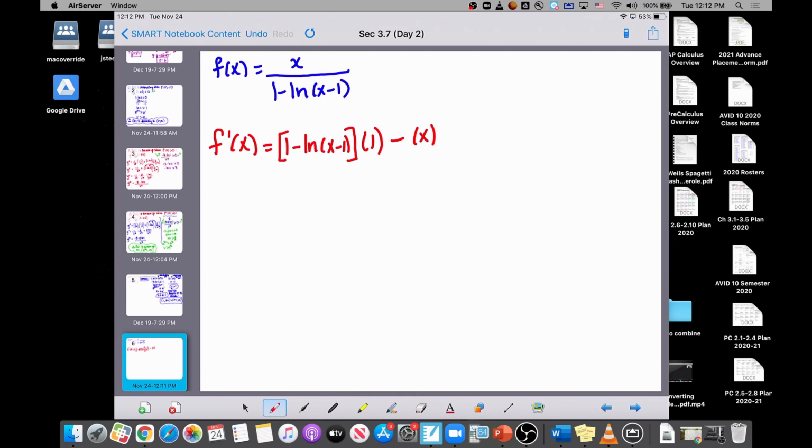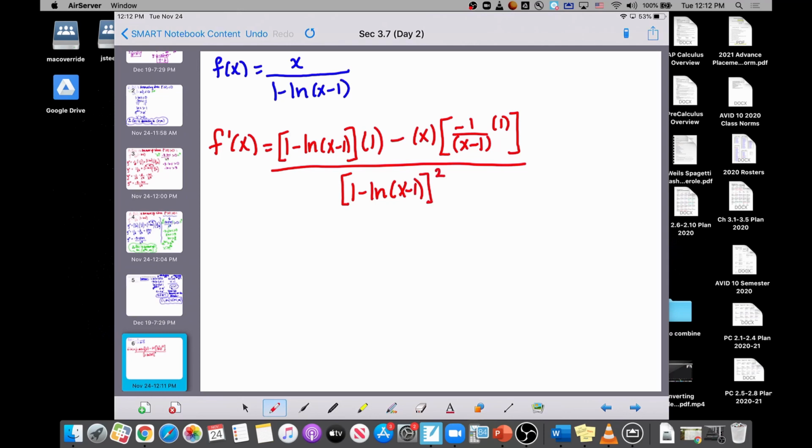All right, well, the derivative of 1 is 0. The derivative of negative ln x minus 1 is going to be negative 1 over x minus 1 times the derivative of x minus 1, which is just 1. But that is chain rule, technically. And this is all over low, 1 minus natural log of x minus 1, quantity squared. All right, so I can simplify my numerator a little bit. The calculus is technically done, and the rest is just algebra.